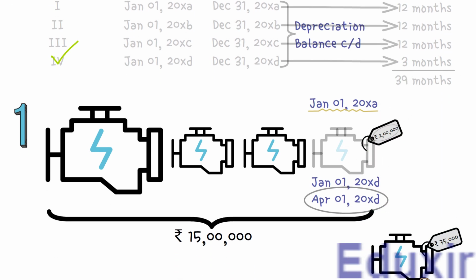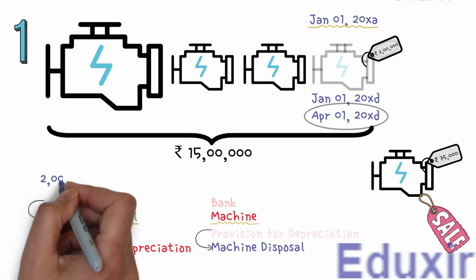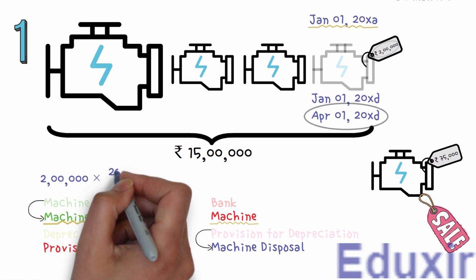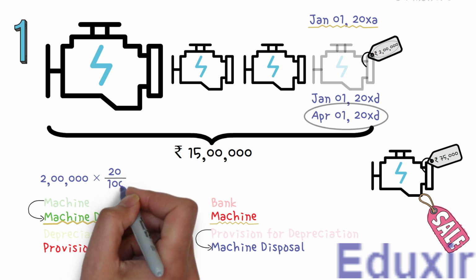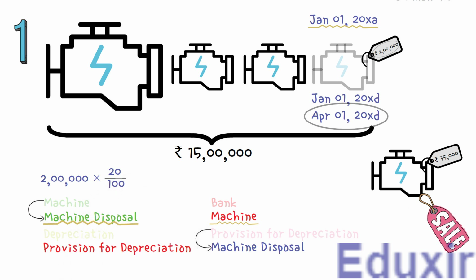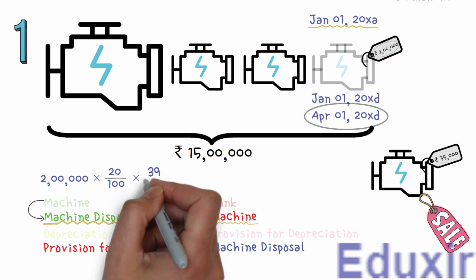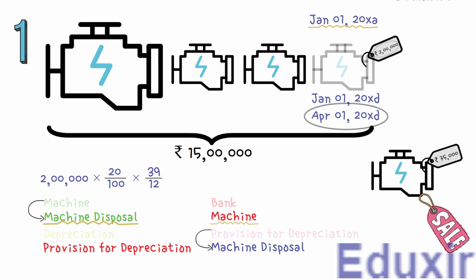Now, if you multiply the acquisition cost of 2 lakh rupees of this sold out machine with the yearly depreciation rate of 20 upon 100, we get the depreciation for 1 year or 12 months, right? However, we have to transfer all the depreciation calculated on this machine so far. In other words, we have to transfer 39 months of depreciation to the machine disposal account. So let's multiply this yearly depreciation with 39 upon 12. This will give us the depreciation for all the 39 months.